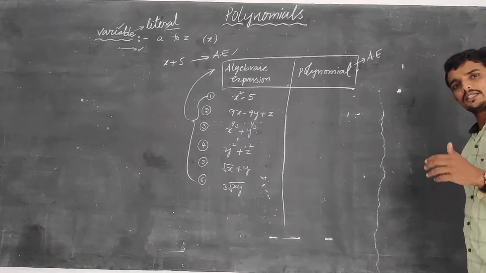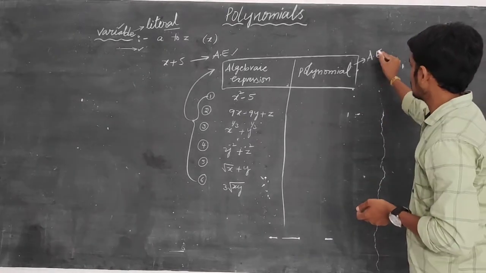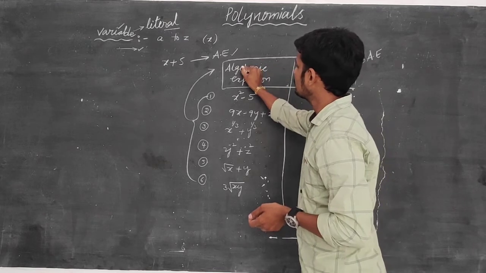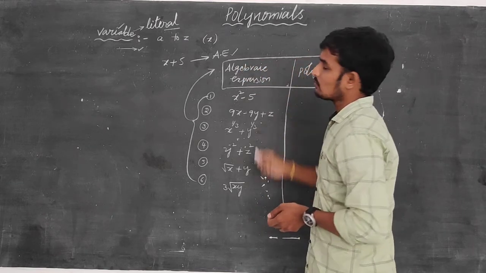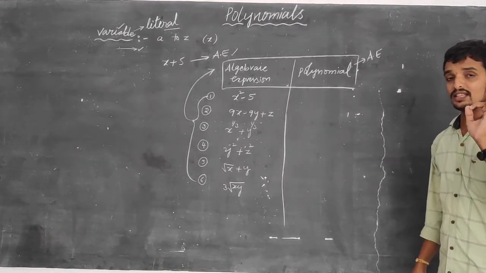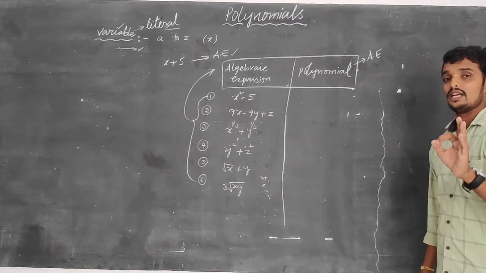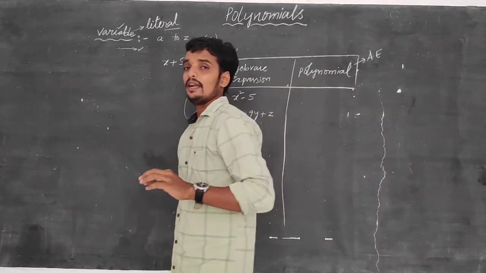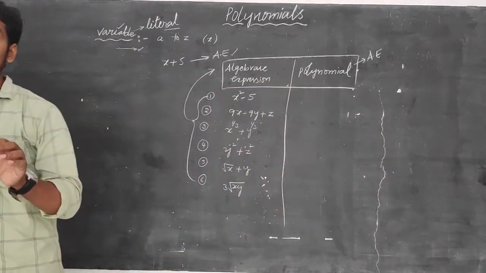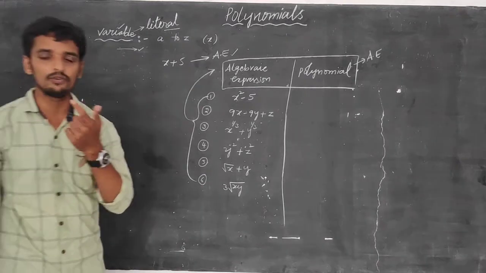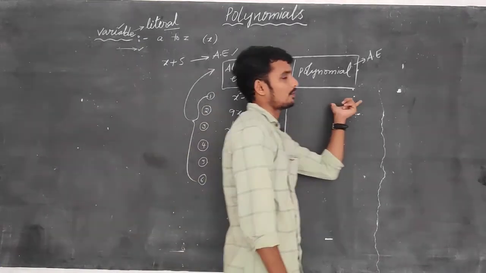Polynomial is also called an algebraic expression, and a polynomial is also... variables involved having non-negative integral powers. Is that the definition? Not there. So we have to write. We have to focus on my words and write the definition of polynomials.